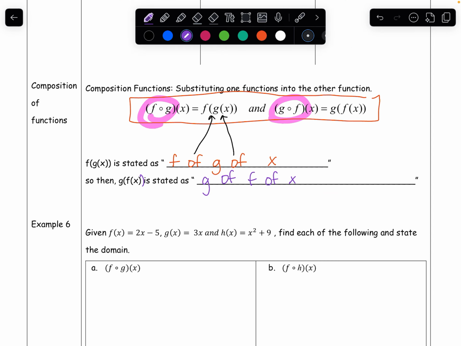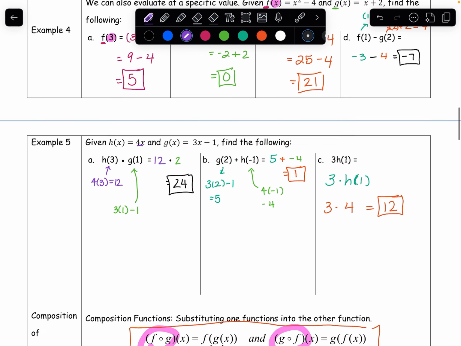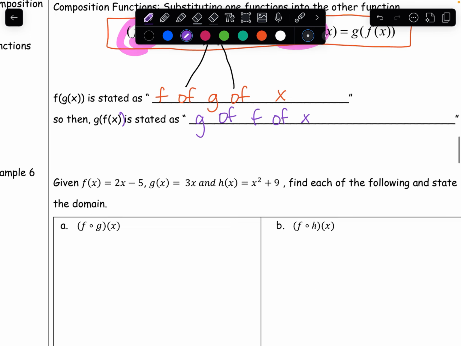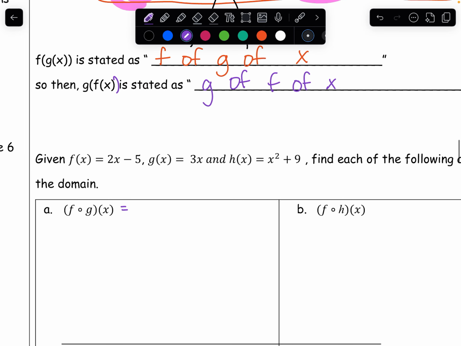And so what this is doing is you are plugging in a value or a function into another function for x. Kind of like what we did in example 4 and 5, except instead of just plugging in a value, we're going to be plugging in a function. And so it can show up in a bunch of different ways up here. I personally like to rewrite it just because I'm a little bit more of a visual person, because I can see, oh, I'm plugging in g of x in for x of the f function.